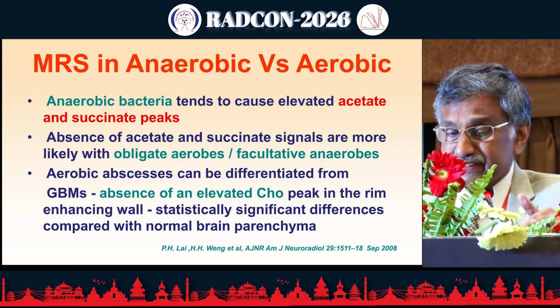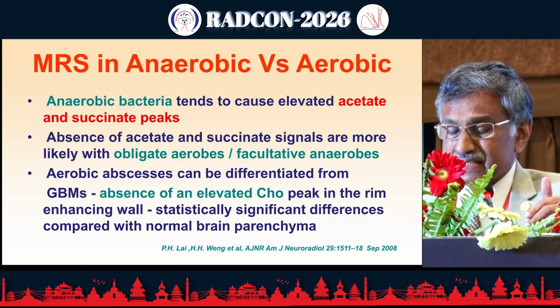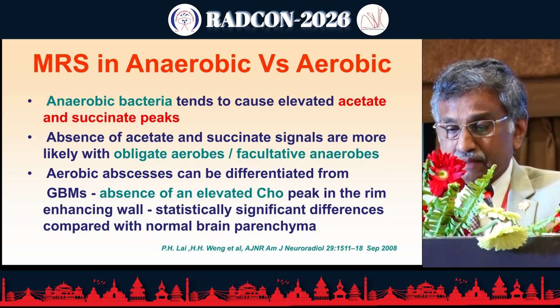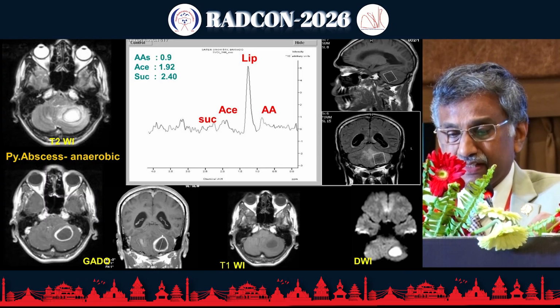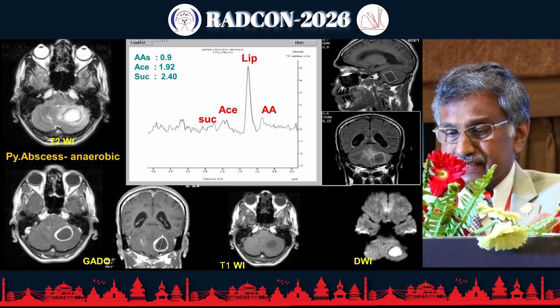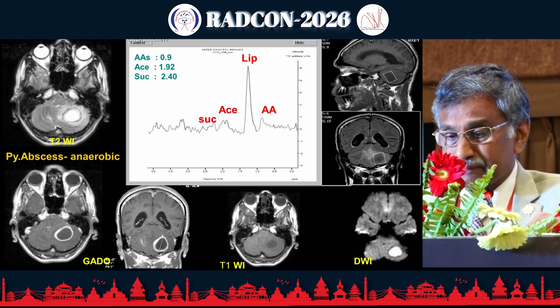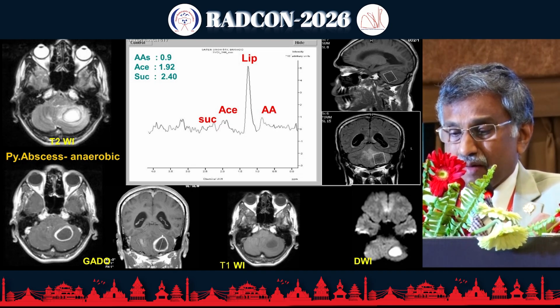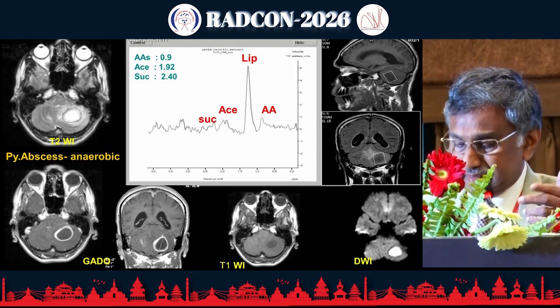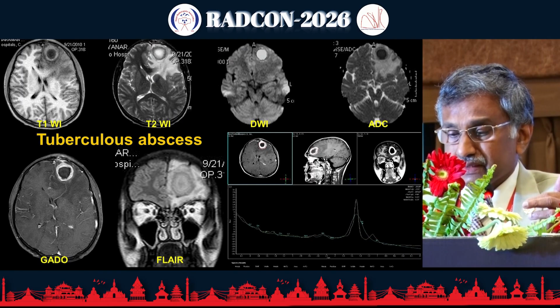Aerobic abscess can be differentiated from GBM by the absence of an elevated choline peak in the rim-enhancing wall, a statistically significant difference compared to the normal brain parenchyma. So here is an example: a patient with a well-defined rounded lesion in the cerebellar parenchyma with a thick wall, and you can see the acetate and succinate peaks, and the amino acid peak at 0.9 and acetate at 1.9. Sometimes you can also get an alanine peak. So this can be a pyogenic anaerobic organism.